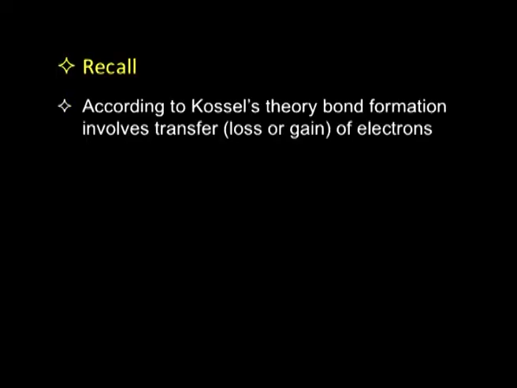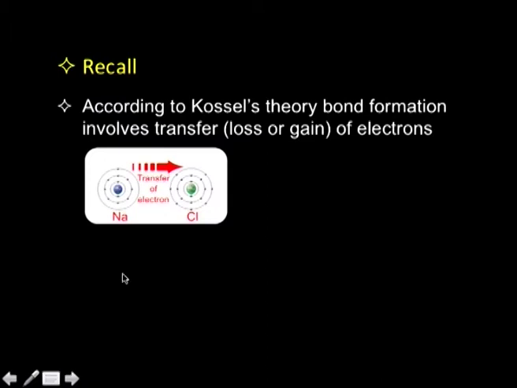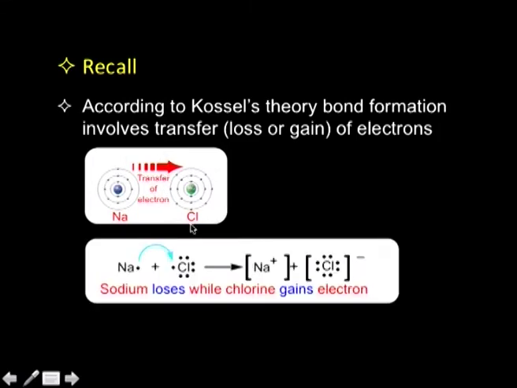Now, let us move from here and recall a few things before we come to the main theme of today's session. Firstly, you will recall from earlier sessions that according to Kossel's theory, bond formation involves transfer, that is loss or gain of electrons. If I take the example of bond formation in sodium chloride, an electron from the sodium atom is transferred to a chlorine atom. Sodium loses an electron, whereas the chlorine atom gains an electron, and both of them become ions. Sodium becomes sodium ion, a cation, and chlorine becomes a chloride ion, an anion.